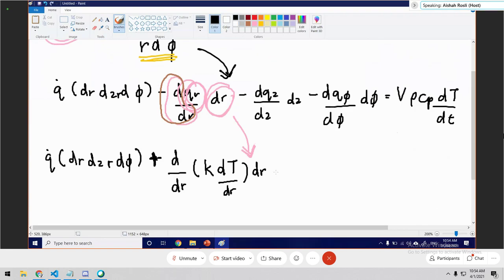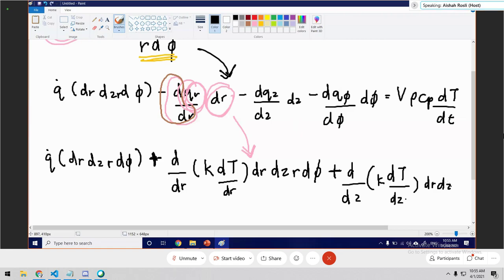Okay. So times the area just now, dz r d phi. In a similar manner, we substitute qz and q phi. So for qz we have d over dz, and then we substitute qz here, so we will have k. The minus sign has disappeared because it became a plus sign here. Minus is positive. K dT over dz dr dz.